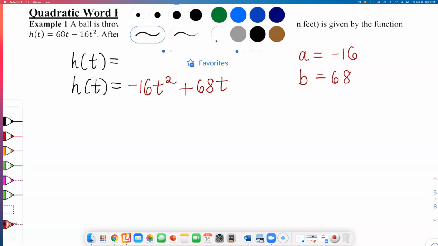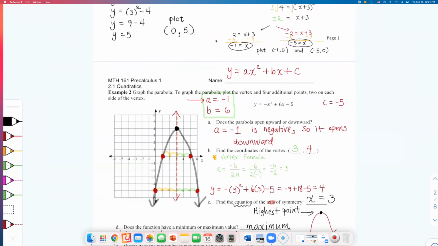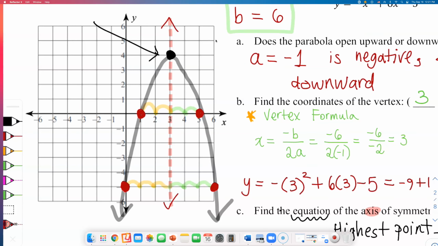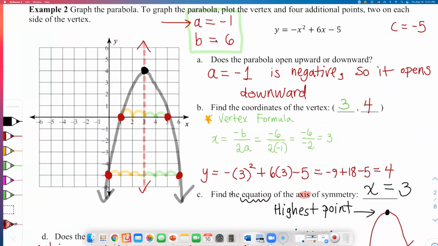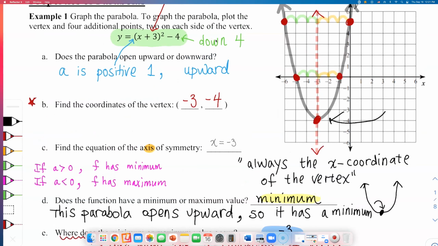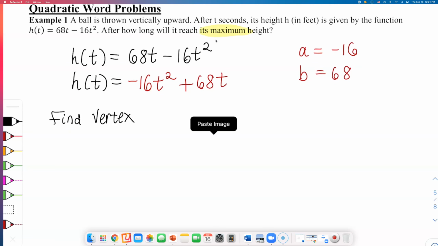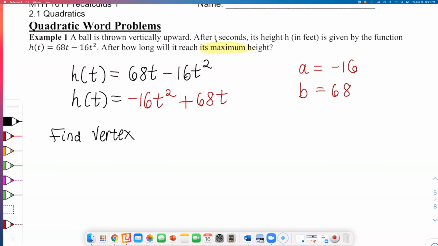So keyword alert. Whenever a problem is asking you to find a maximum or minimum, find the vertex. Why? Because you've seen your quadratic functions, all these that we graphed, the maximum happened at the vertex, right? The minimum also happened at the vertex. The vertex is where the highest point or lowest point will occur. So whenever they ask you to find a maximum or minimum on a quadratic word problem, you have to find the vertex, okay?